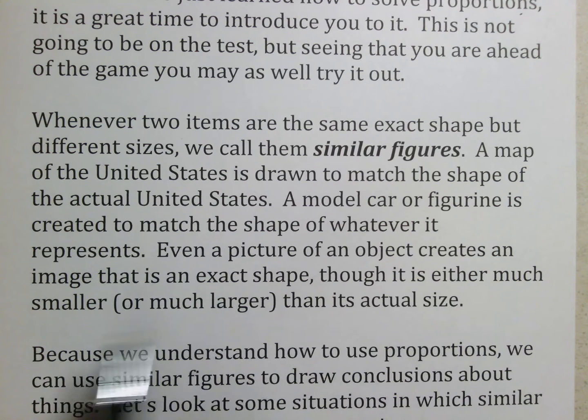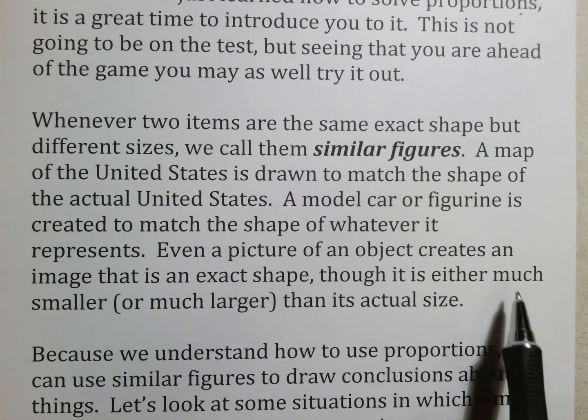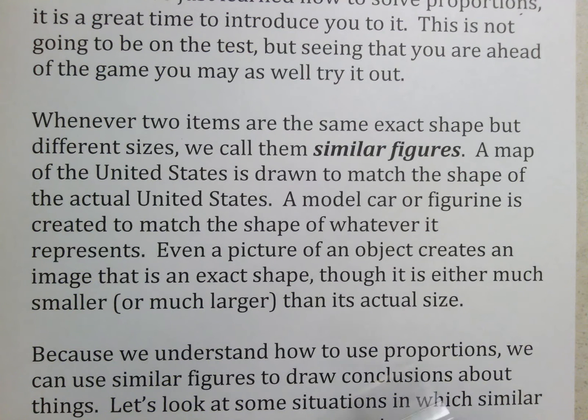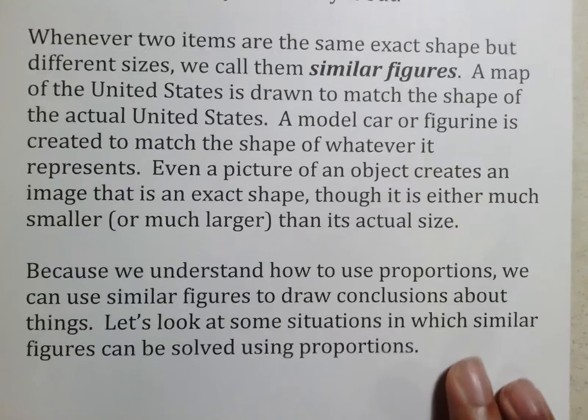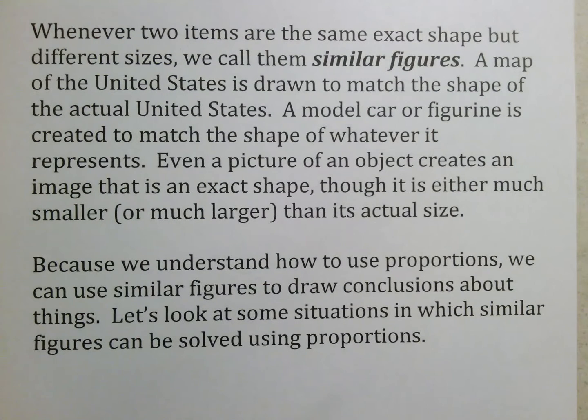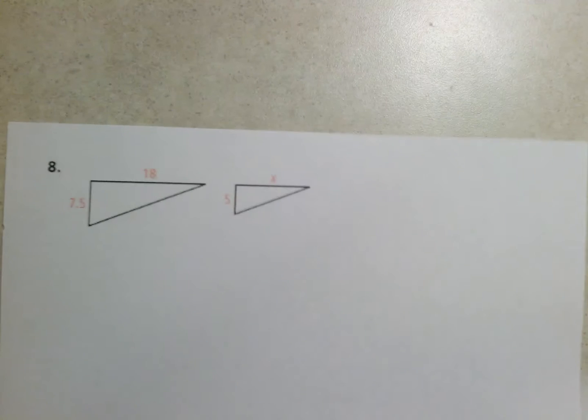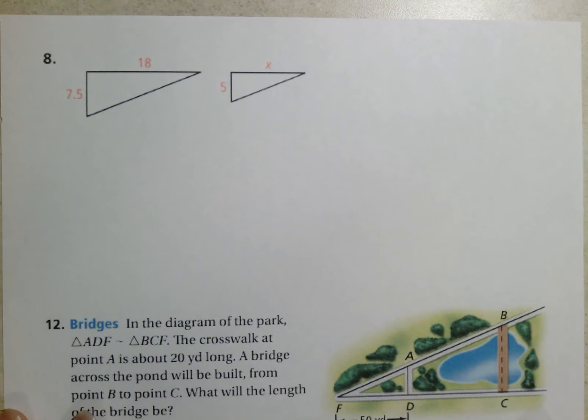For example, if you take a picture of a hotel, the hotel is a lot bigger than the picture, but the picture scales it down to where you can actually see some things, measure some things, and all that. Or if you're talking about something like an ant or a spider taken in a picture and blown up, it's going to be much larger than the actual size. Because we know how to use proportions, we can use similar figures to draw conclusions about some things. So let's look at some situations and see how it applies. Like I said, it's not that hard. It's just a matter of making sure you understand how it works.